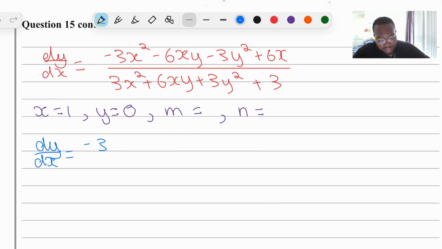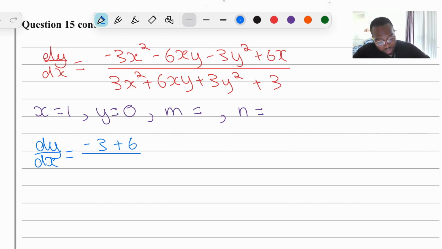Now, that 6x has a 0, so that cancels. It has a y, so because of that y, that just cancels out because the y is 0. Same with the y squared, it's a 0, so it just cancels out. And we have a 6 times a 1, so that is just a 6. Okay, so that's our numerator.